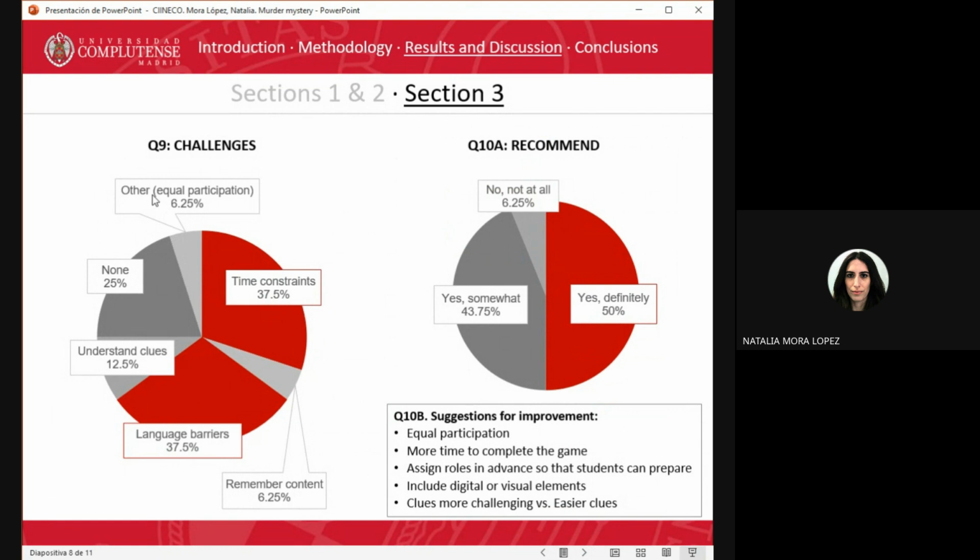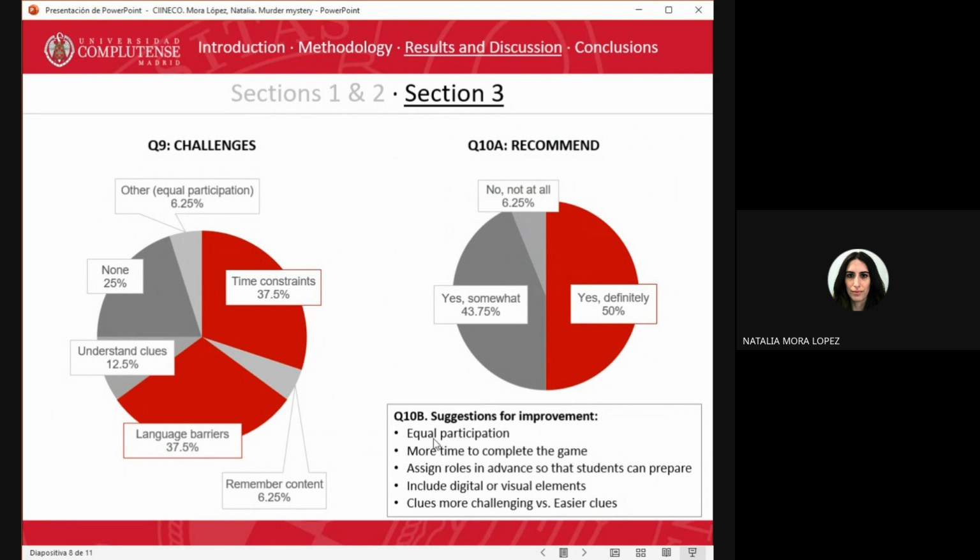And 1 person chose other. Okay, yes, answer other, and then please specify. They specified with different words, but that we have to make sure that all students can participate equally. So talking about question number 10, would you recommend this for future years? Yes, basically. Only 1 person said no, so it's okay. And some suggestions that they wrote.